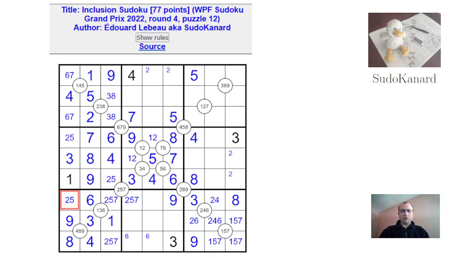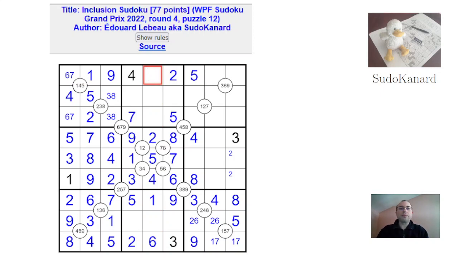The 2, 5, 7 triple here puts a 4 there, and a 1 there, which resolves the 1, 2 pair. This 2 puts a 5 here, that's a 2, that's a 2. Oh, and this can't be a 7, so that's a 5. We can remove 5 down there, so that's a 5. And this is a 2, 6 pair, so 2 is here, 6 is there. This 2 also puts a 2 here.